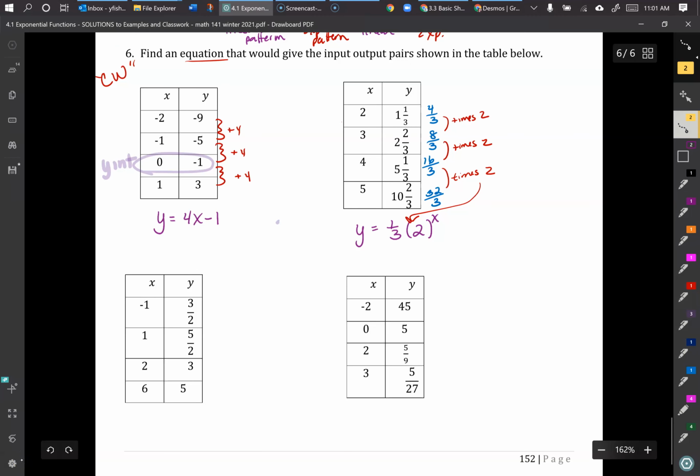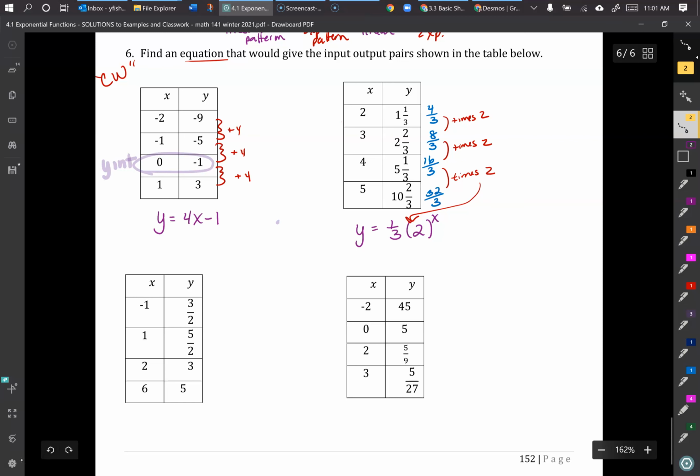So the one on the left here is linear. It just increases by 4 each time for the y's, by 1 for the x's. I also am given my y-intercept in the table. So y equals 4x minus 1.